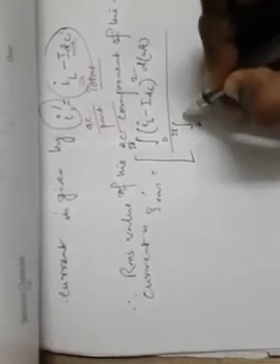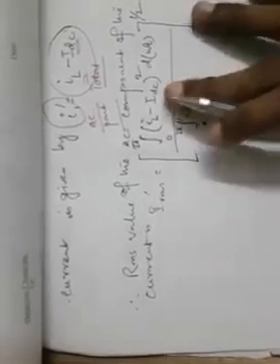So this is IL minus IDC whole square d omega t, this is my signal, divided by the integration from 0 to 2 pi of d omega t. That means we are just averaging this one. This term means square, this term means mean, and this term means root. That's why root mean square, RMS. So this is the expression.